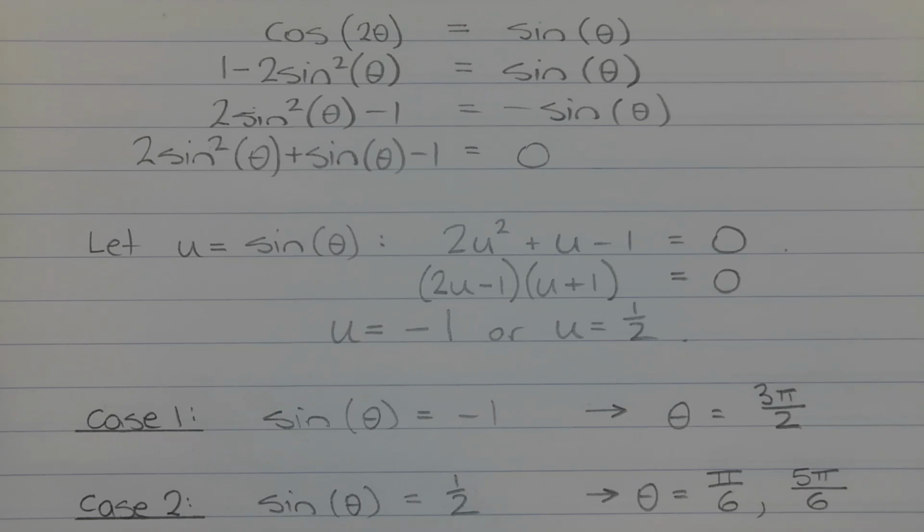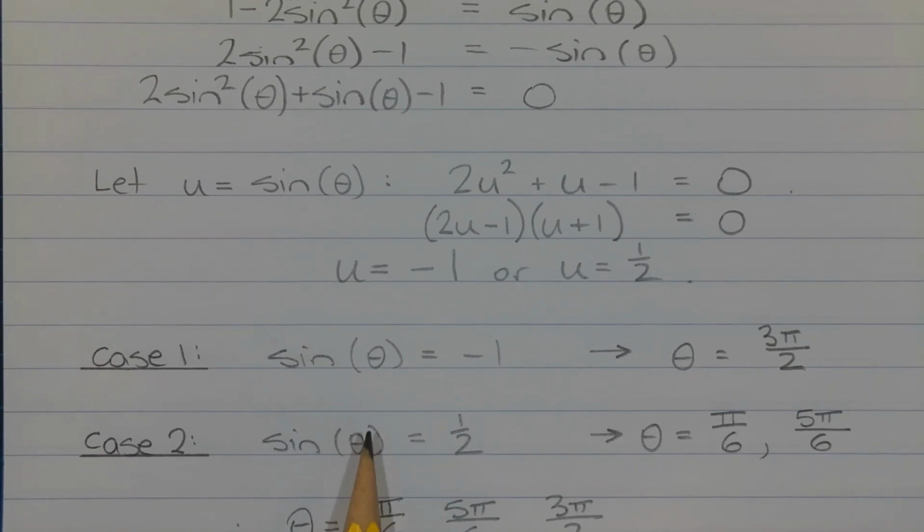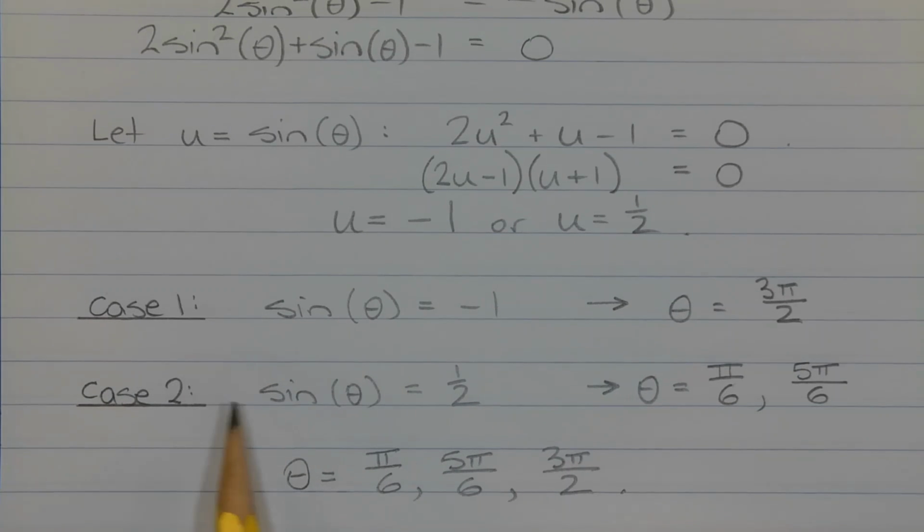Now we know that u is equal to sine theta and we want the solution in terms of theta. So let's consider case 1. Case 1, u equals -1, which implies that sine theta equals -1. So solving for theta, we get theta is equal to 3 pi over 2 or 270 degrees. And in case 2, sine theta is equal to 1 over 2.